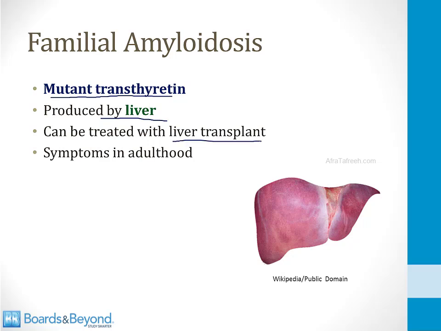Even though patients are born with the abnormal gene, it takes many years for the amyloid to build up and cause symptoms, so symptoms usually do not occur until adulthood. Usually patients get symptomatic from this in their 30s, 40s, and 50s.